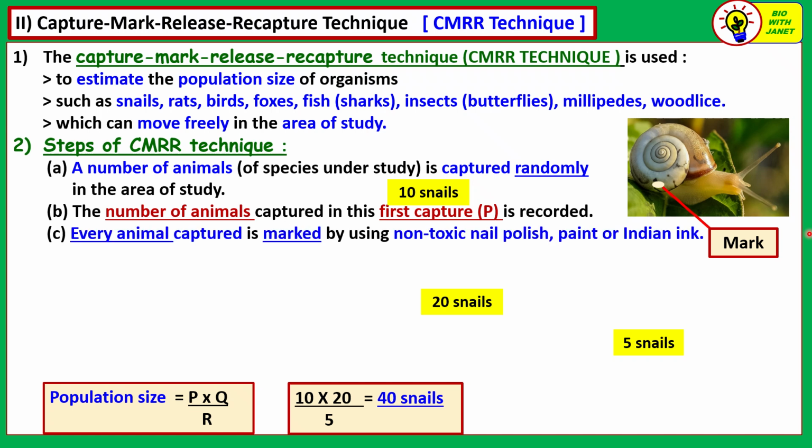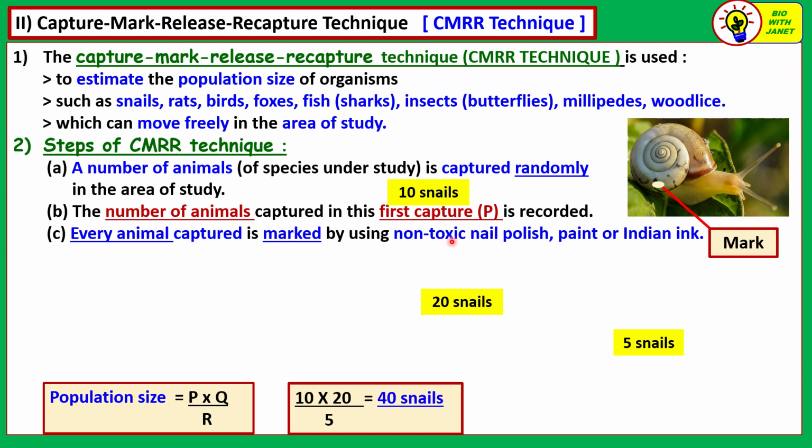Okay. So every animal captured is marked by using non-toxic nail polish, paint, or Indian ink. Now for rats, maybe they put a tag on the neck or something like that. Okay, or for fish. So for snails, we can mark them with non-toxic nail polish, paint, or Indian ink, right?